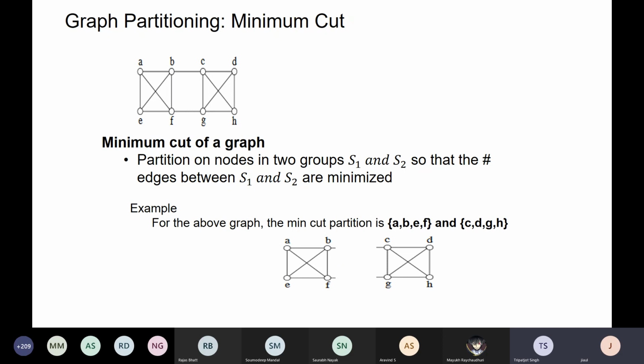You have an 8 node graph. Okay, and this is one minimum cut partitioning of this graph, because as you can see, you can split this graph into these two components. There are only 2 edges crossing, edge BC and FG. Okay. So the minimum cut value in this case is actually 2.